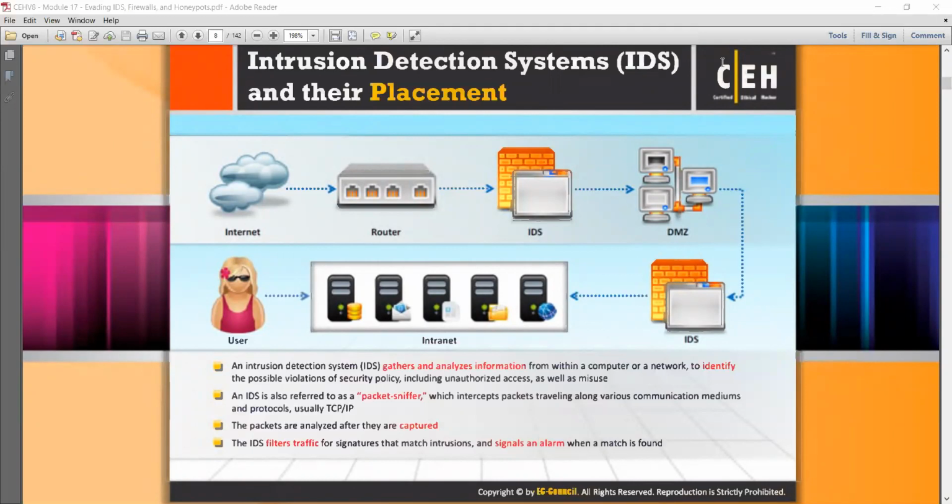An intrusion detection system gathers and analyzes information from within a computer or network to identify possible violations of security policy, including unauthorized access as well as misuse. An IDS is also referred to as a packet sniffer, which intercepts packets traveling along various communication media and protocols, usually TCP/IP. The packets are analyzed after they are captured. The IDS filters traffic for signatures that match intrusions and signals an alarm when a match is found.